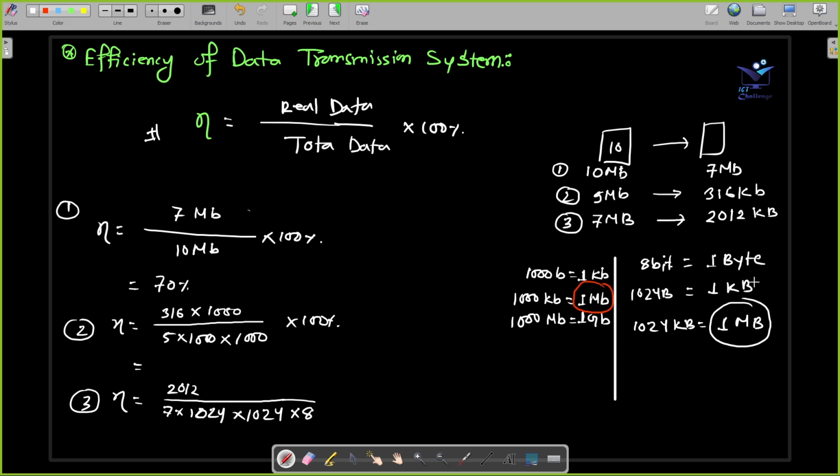So our position is in kilobytes, so we have to go to bits, so we have to multiply this with 1024 and this 8, so into 1024 and into 8 into 100%. After calculating, you can easily get the ultimate result of the efficiency of this device. So this is the process of how you can find any kind of efficiency for any kind of data transmission system. Do you understand all the things?